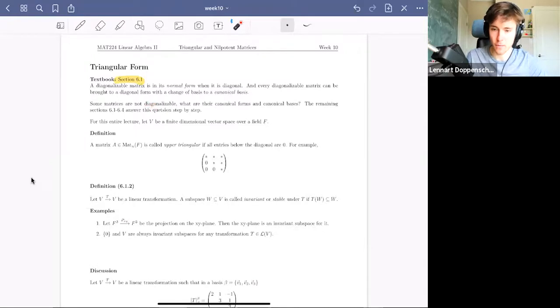It doesn't occur for all matrices. So the question that we're going to answer in the rest of the semester is, what are the canonical forms, the normal forms for all the other matrices? So say it's non-diagonalizable, can we still have some normal form that we put it in to make it nicer? And in these sections 6.1 to 6.4, we're going to do this step by step to arrive at all matrices. But today we're going to start with triangular matrices, or triangulizable matrices.